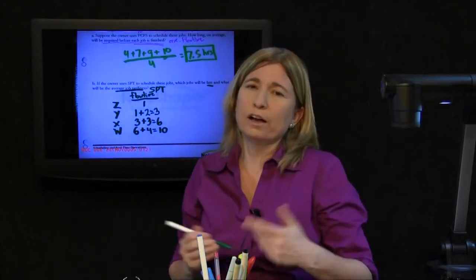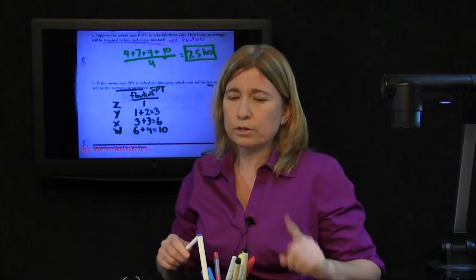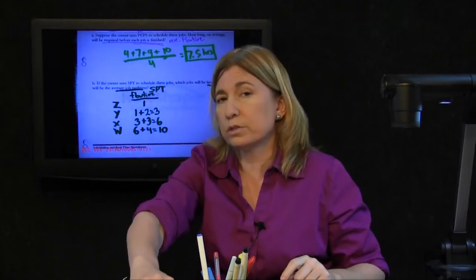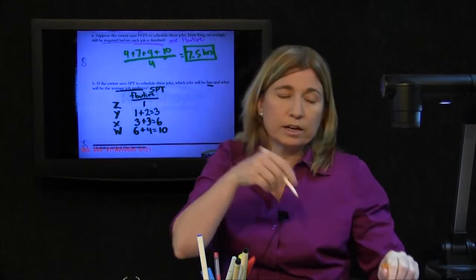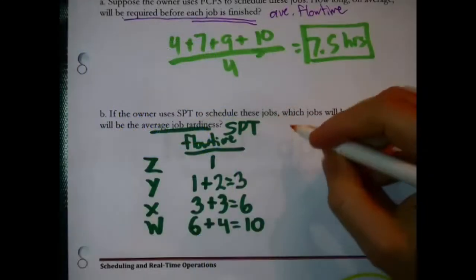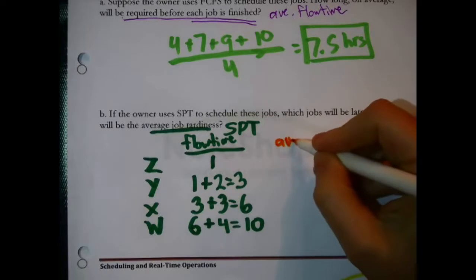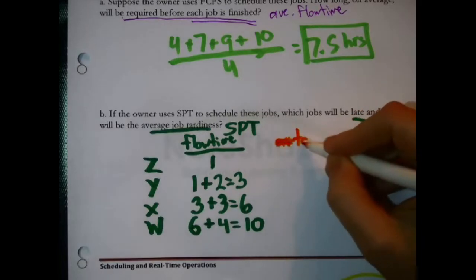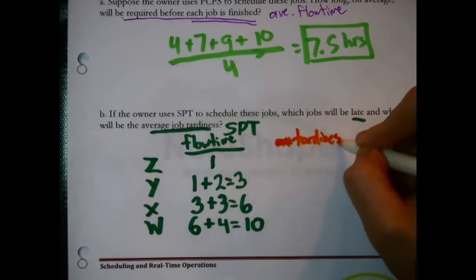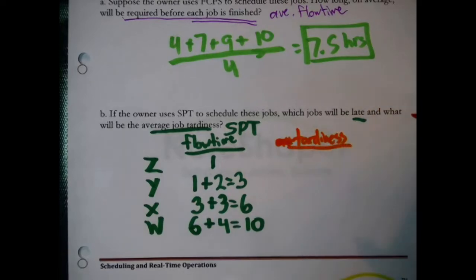Good. Okay, now this still doesn't quite answer the question. The question was about who's late and what's the average tardiness. Now we need to add a column for that. Okay, that's when they'll be finished, right? But who's tardy? Who's going to be late?